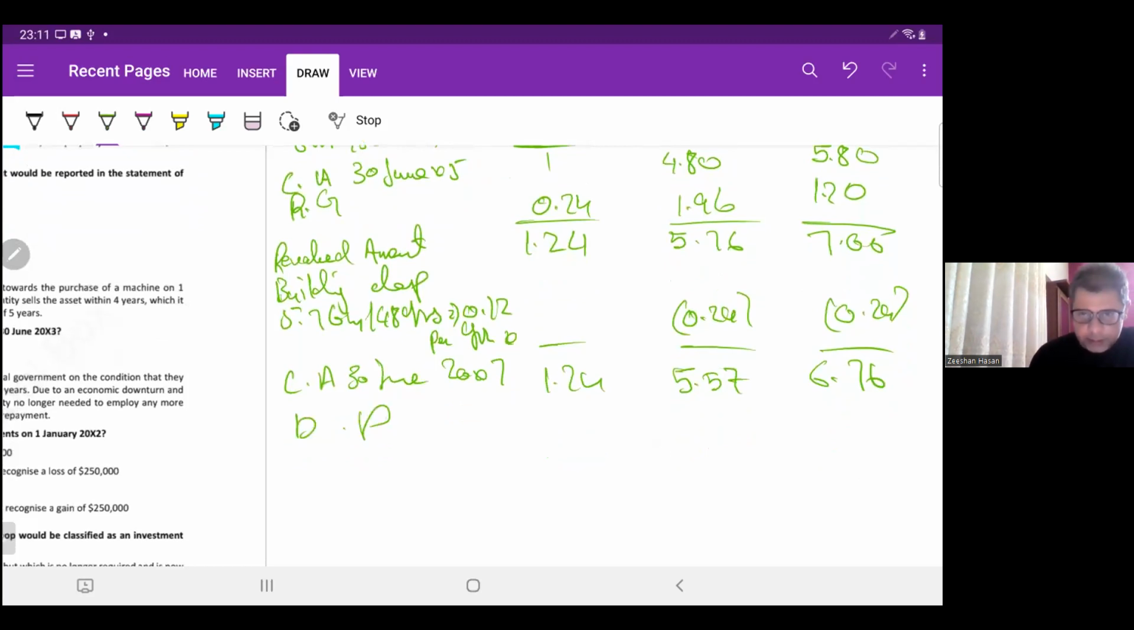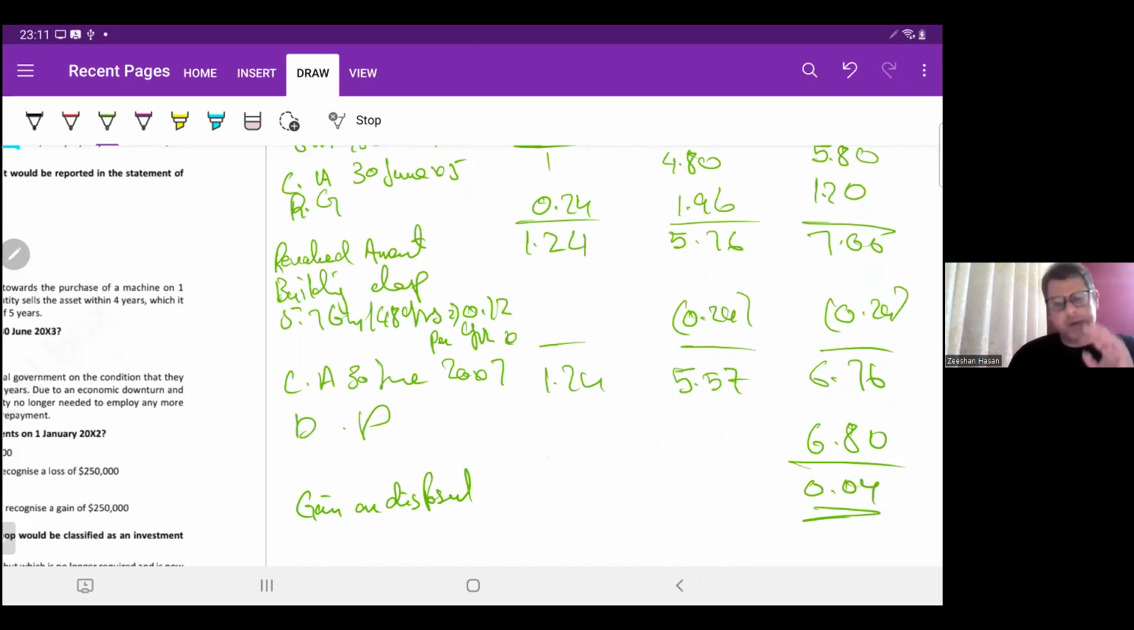Disposal proceeds given in the question are 6.80. We will get a gain on disposal of 0.04, right? So the gain on disposal is 40,000. That 1.2 million balance on the revaluation reserve is transferred to another reserve account, probably retained earnings, but is not reported through the statement of profit or loss for the year.